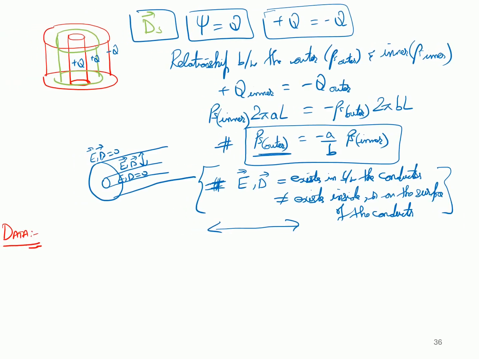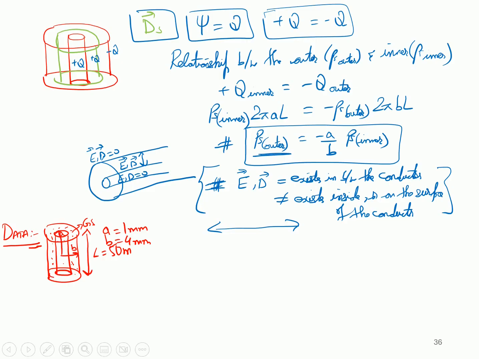So the data is that we have a cylinder or a coaxial cable with the inner and outer cylinders. The total length is 50 meters, and this is the Gaussian surface, which is cylindrical obviously. So the radius of the inner surface is 1 millimeter. The radius of the outer surface is 4 millimeters. So the radius of the inner surface is A and the radius of the outer surface is B.